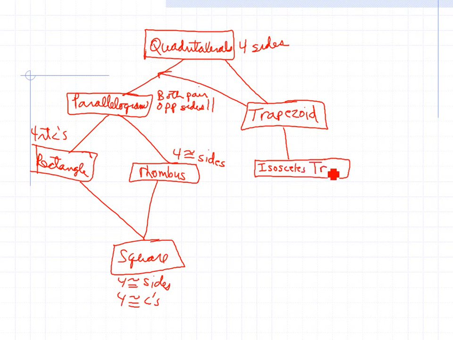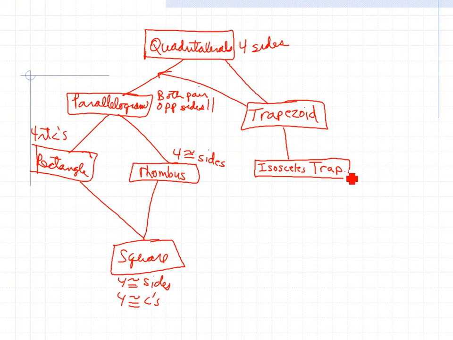Isosceles trapezoid. Guess what an isosceles trapezoid is? What's an isosceles triangle? A triangle with at least two sides congruent. Guess what an isosceles trapezoid is? A trapezoid with two congruent sides.